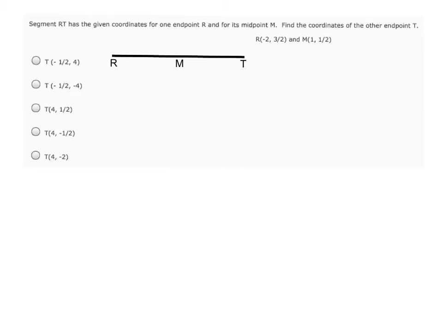Segment RT has the given coordinates for one endpoint R and for its midpoint M. Find the coordinates of the other endpoint T. So let's recall that to find the coordinates of a midpoint, you take the average of its x-coordinates, so x sub 1 plus x sub 2 divided by 2.